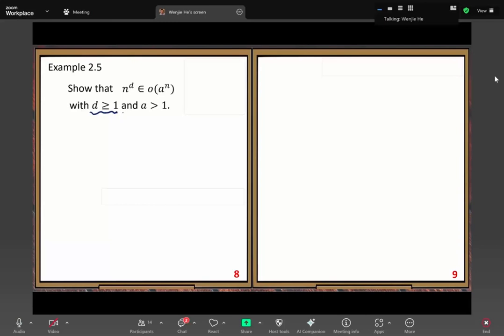But later we can make this d any positive number. Even less than 1 is still correct. Less than 1 is even more correct, right? Because the power function will be smaller. You compare a smaller function with the very big exponential function, so you get a little o.